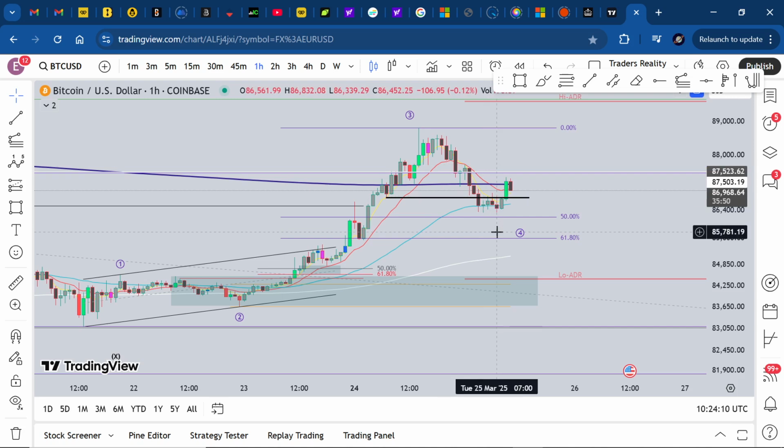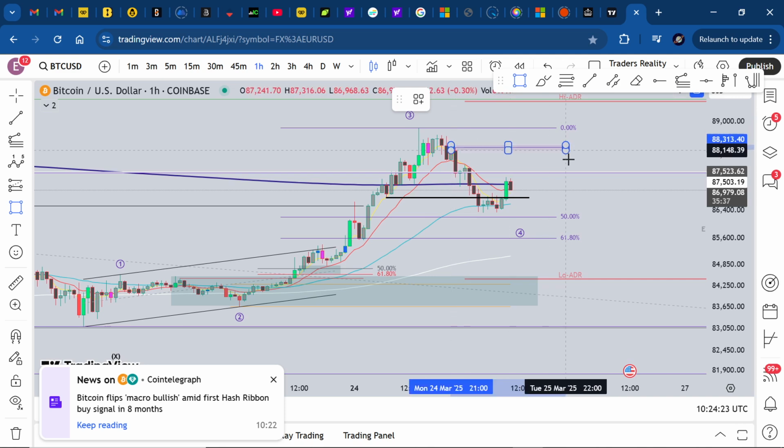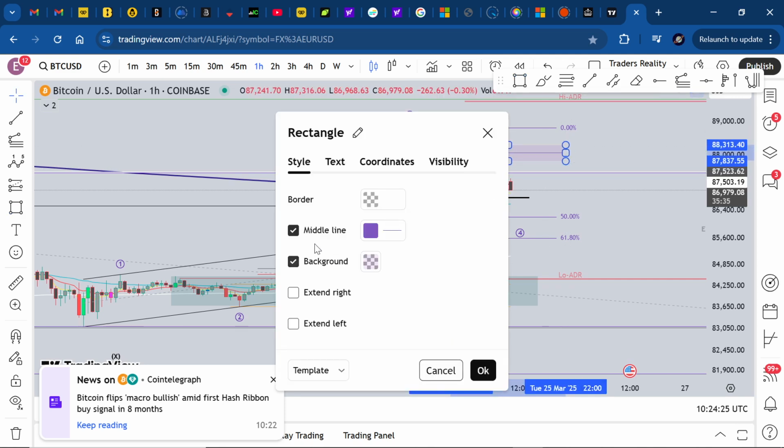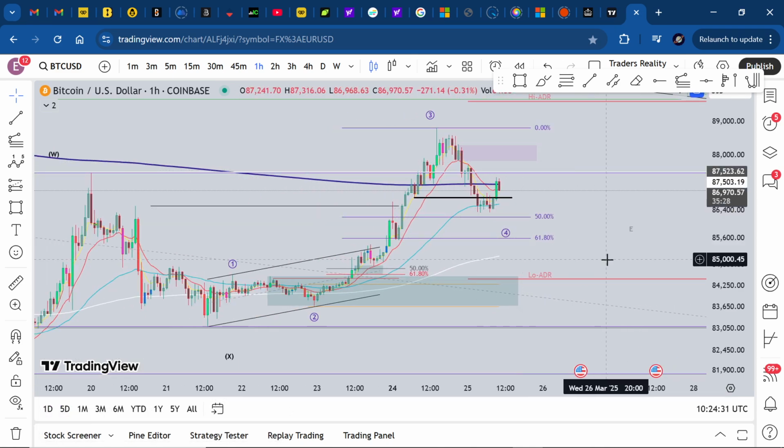I think we got an A wave. We're gonna get an A, B, C, and a B wave. Then a drop, then a continuation up. We got supply over here. We've come back to the 50.